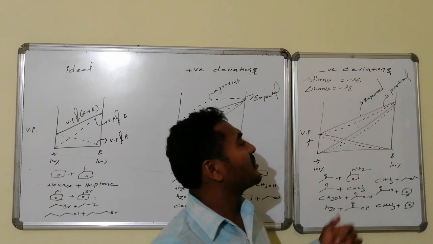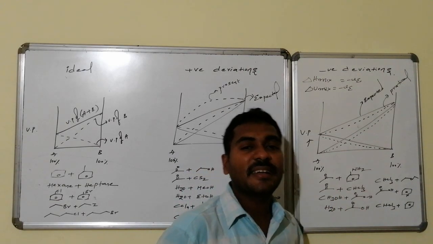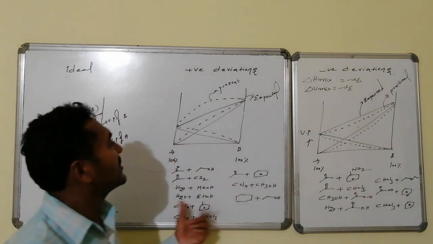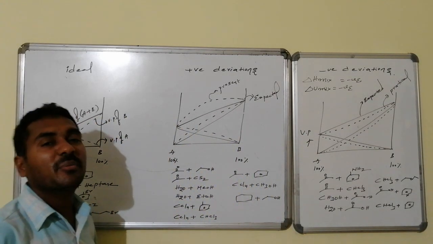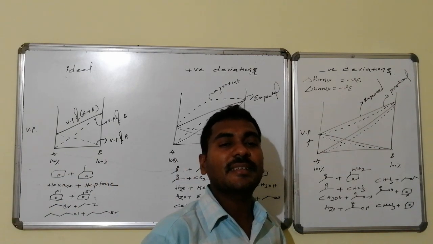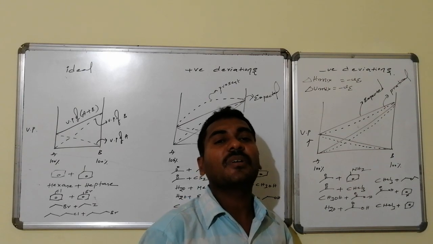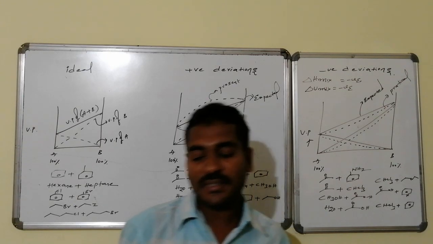Suppose it forms a negative deviation, implies what? Maximum boiling azeotrope formation occurs. Positive deviation implies what? Minimum boiling azeotrope formation will occur. Now we will discuss those things after discussing a small point, that is Raoult's law in the case of liquid in liquid ideal solutions.